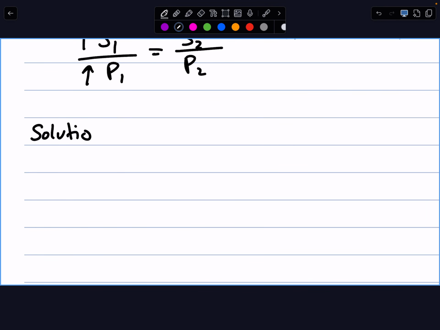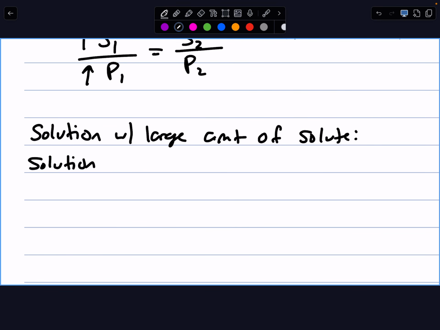So a solution with a large amount of solute. What does that mean? Concentrated solution. Oh, yeah. Concentrate.